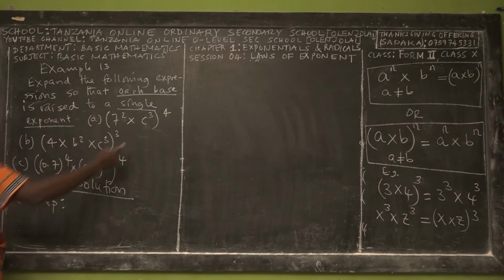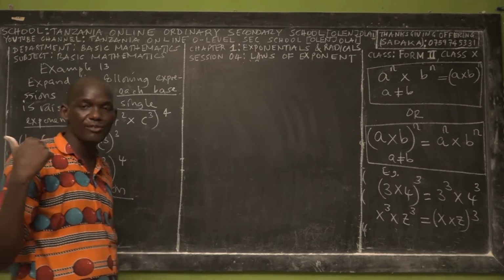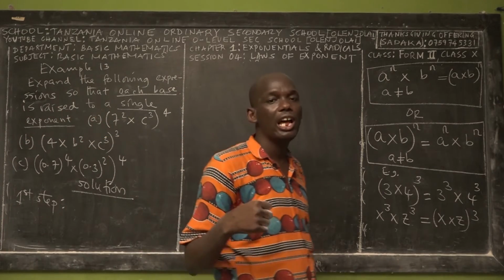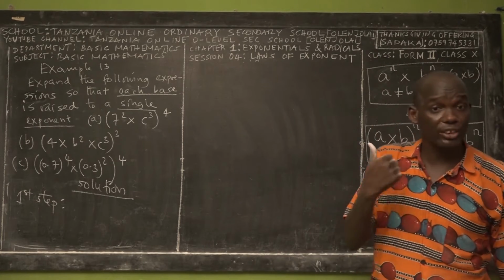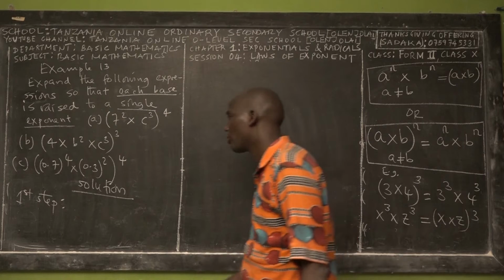So is 7 equal to c? No. The base of this exponent is 4, and the base of the next exponent is b, the next is c. Is 4 equal to b equal to c? No. The base of this exponent is 0.7, and the other one is 0.3. Is 0.7 equal to 0.3? No. So these are exponents of different bases. As I promised when I was teaching the first law, I told you I will teach you how you can deal with exponents of different bases, and this is what I'm teaching right now.